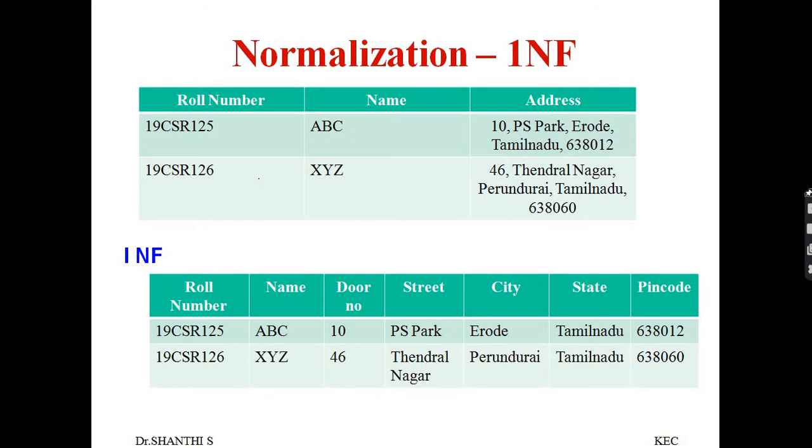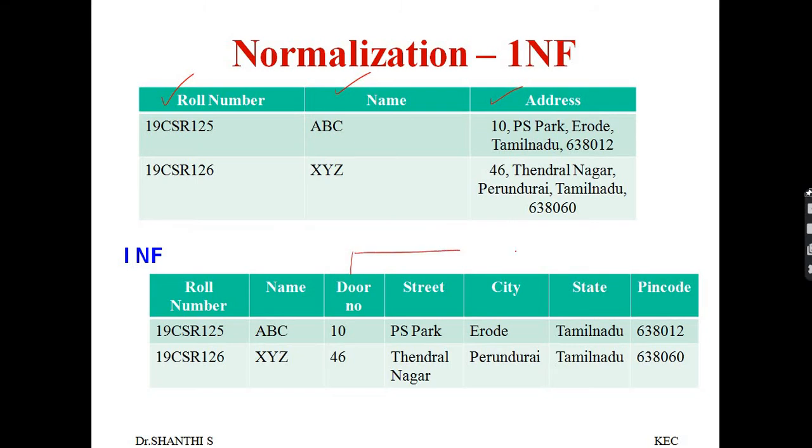So consider this relation. It consists of three attributes: roll number, student name and address. Roll number and name are atomic attributes, each with only one component. And address is a composite attribute. It will have many subcomponents.